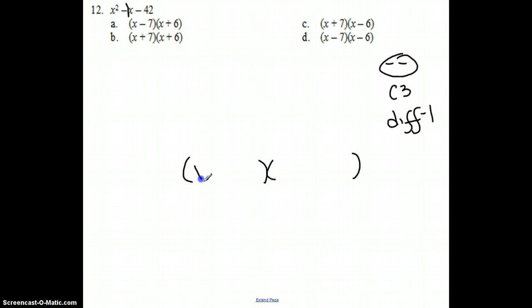This one, remember this middle term, if there's not a number there, is a 1, so it's negative 1. So if I have two negatives, that means it's a case 3, which means that it is a difference of negative 1. If I go to do these parentheses, one of these is going to be plus and one of these is going to be minus because it is case 3, and I only have to factor 42.